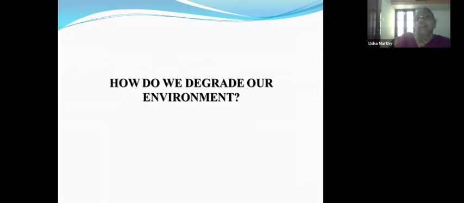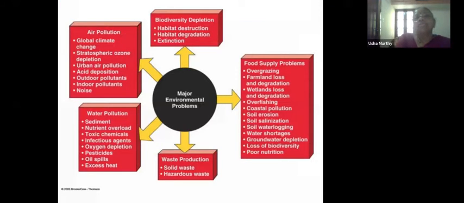How do we degrade our environment? That is how we really degrade our environment. Basically, the major environmental problems are air pollution, water pollution, biodiversity, food supply, and waste production. The first and foremost is air pollution. Because of air pollution, there is global climate change, stratospheric ozone depletion, urban air pollution, acid deposition resulting in acid rain, and then outdoor pollutants, indoor pollutants, and noise pollution can also be associated with that.